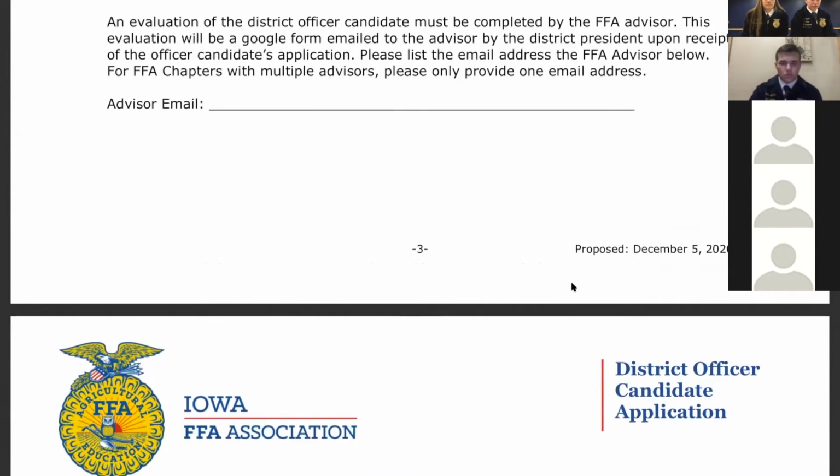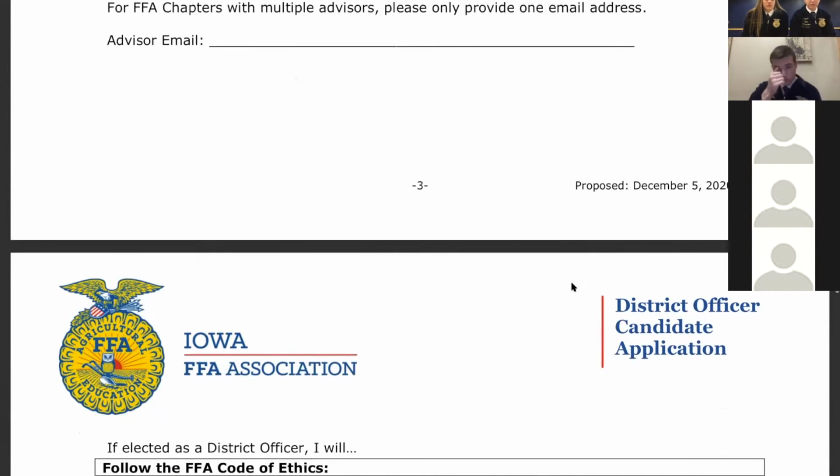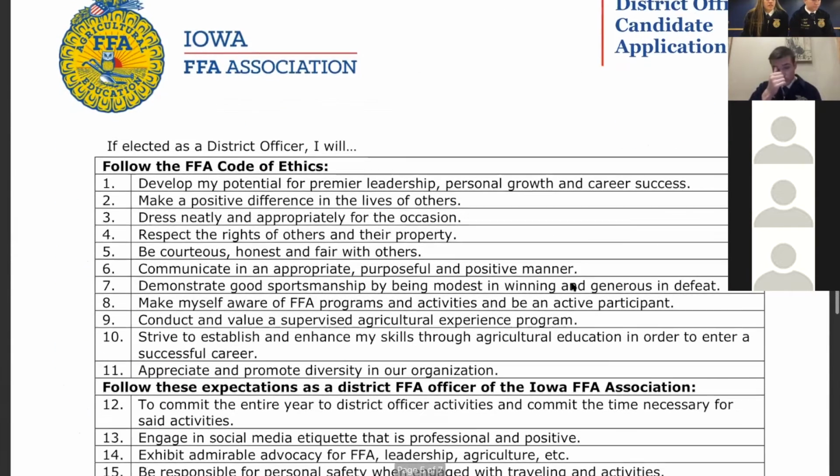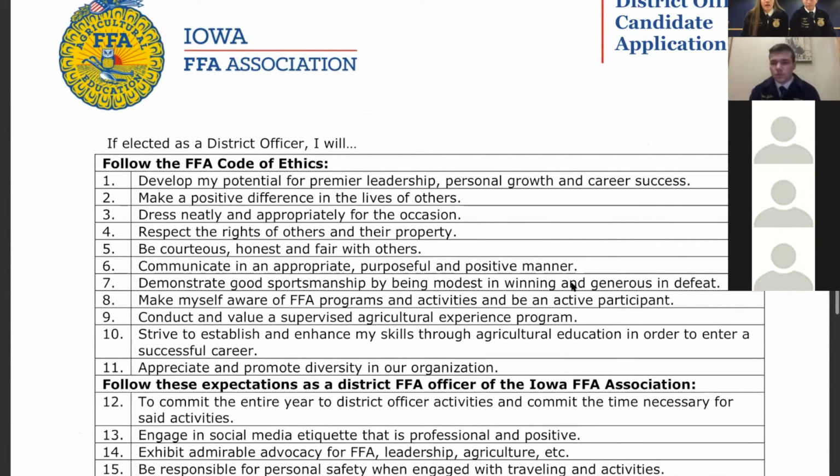That's something that's changed since the last application, if you've already looked at that. Also, just make sure your advisor is aware that there will be an evaluation form sent to their email, so they fill it out and send it back as soon as possible.